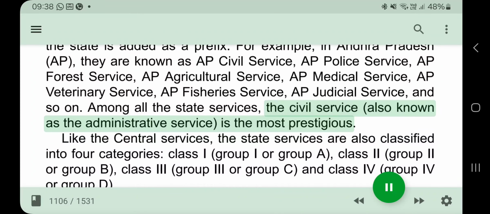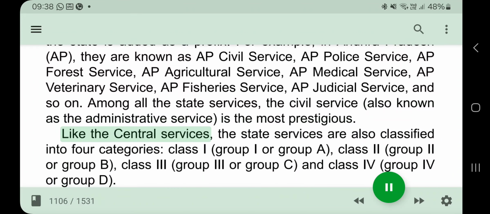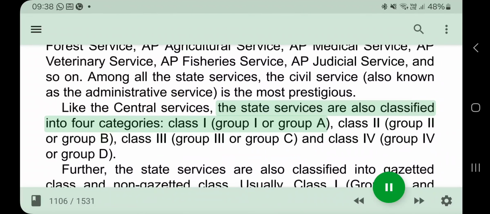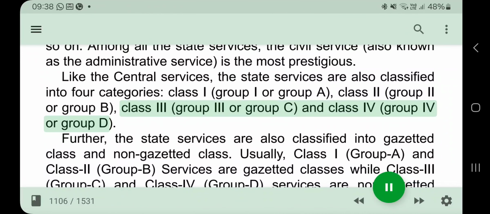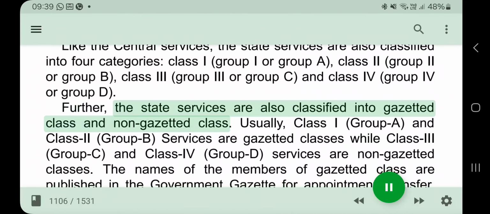Among all the state services, the civil service, also known as the administrative service, is the most prestigious. Like the central services, the state services are also classified into 4 categories: Class 1, Group I or Group A, Class 2, Group 2 or Group B, Class 3, Group 3 or Group C, and Class 4, Group IV or Group D. Further, the state services are also classified into gazetted class and non-gazetted class.